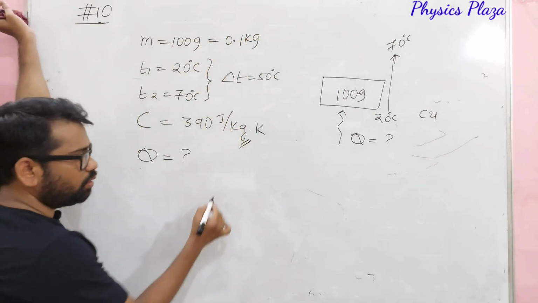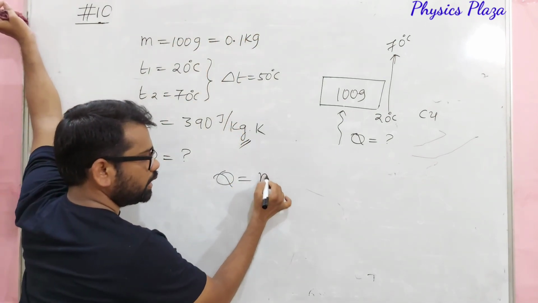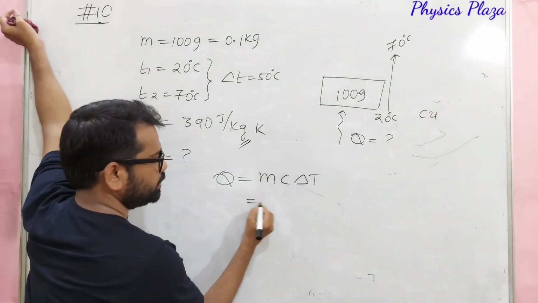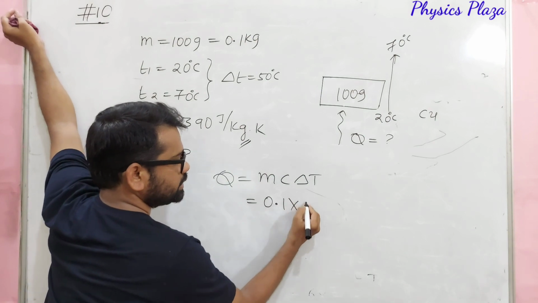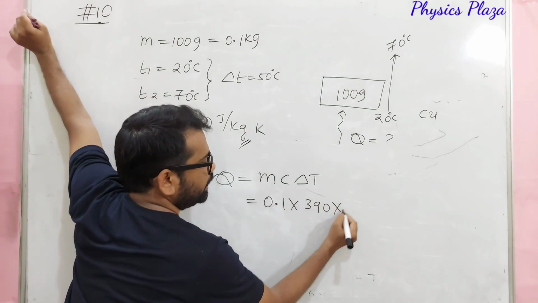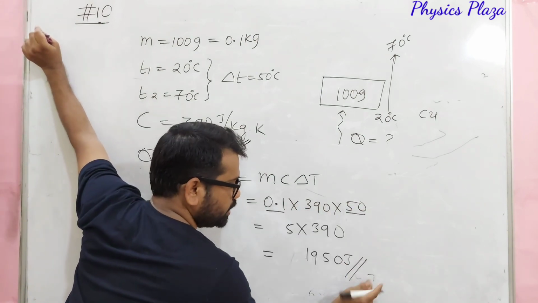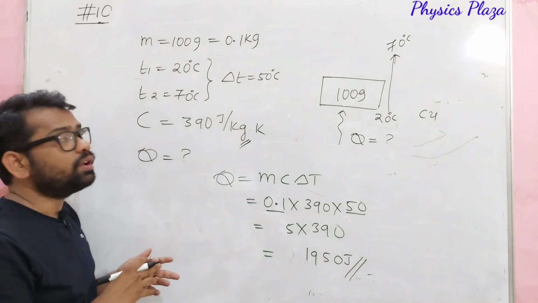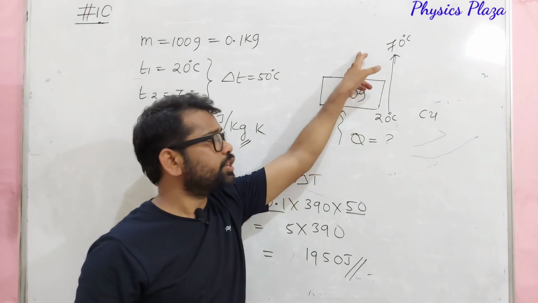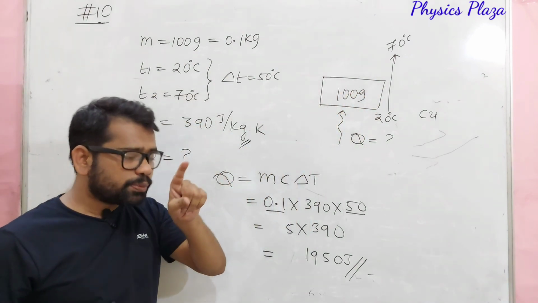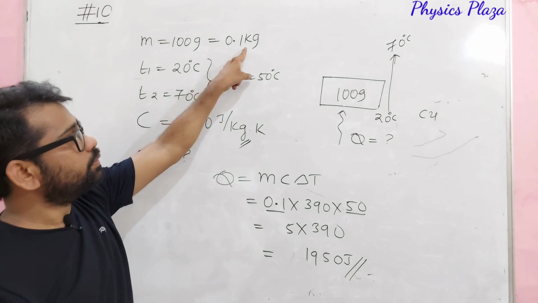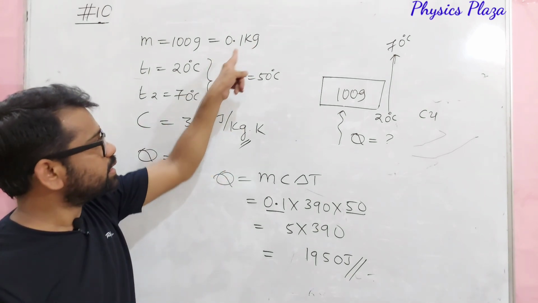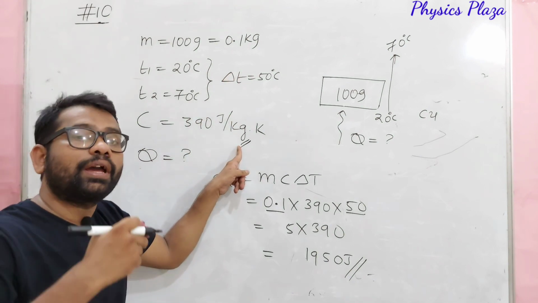So 100 grams is equal to 0.1 kg. Children, now we have this relation: Q is equal to m c delta t. Here m is equal to 0.1, c is 390, and delta t is 50, so Q is 1950 joules. So children, this is how we can calculate the amount of heat required when mass, change in temperature and specific heat capacity are given. But you must be very careful: you have to compare the mass units, whether they are the same or not. If not, we have to convert.